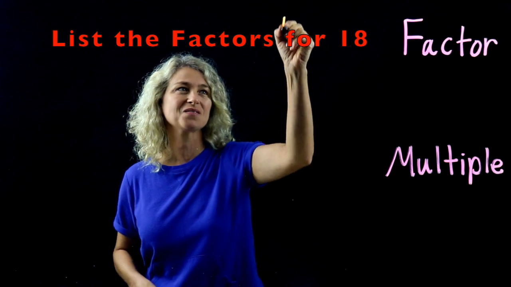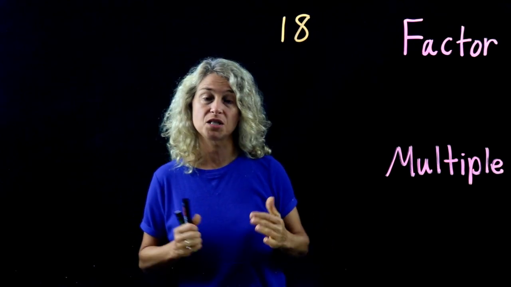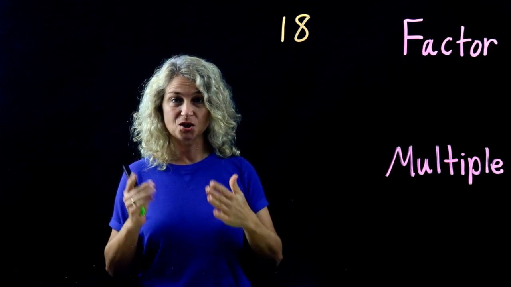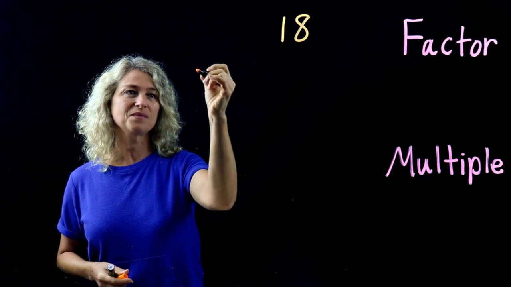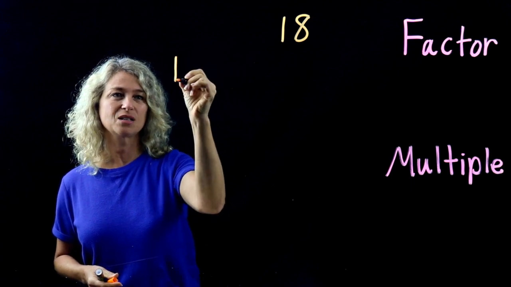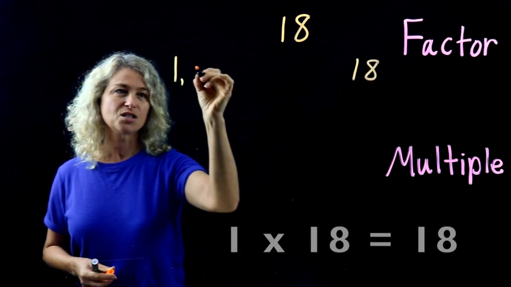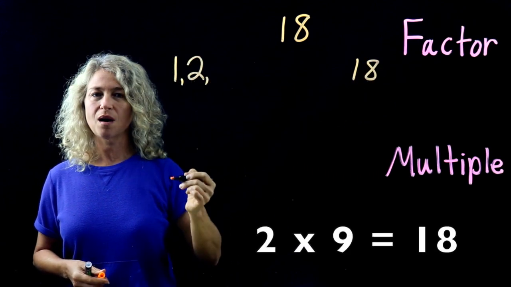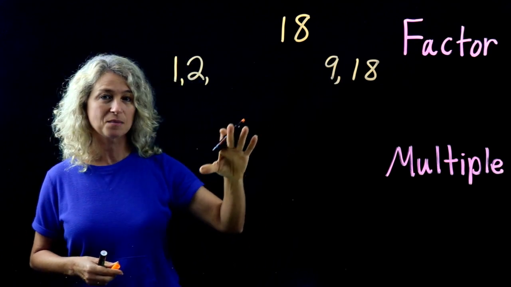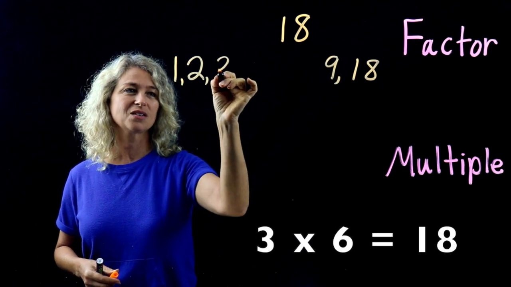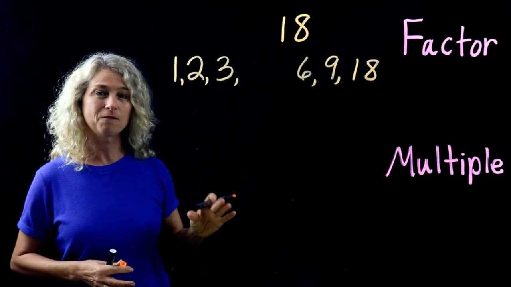Let's look at 18. When we list the factors for 18, we still want to start with the same, starting with number 1. Let's list, starting with 1, all the factors for 18. 1 times 18. 2. 2 times what? 2 times 9. Is there anything times 3? Sure. 3 times 6.